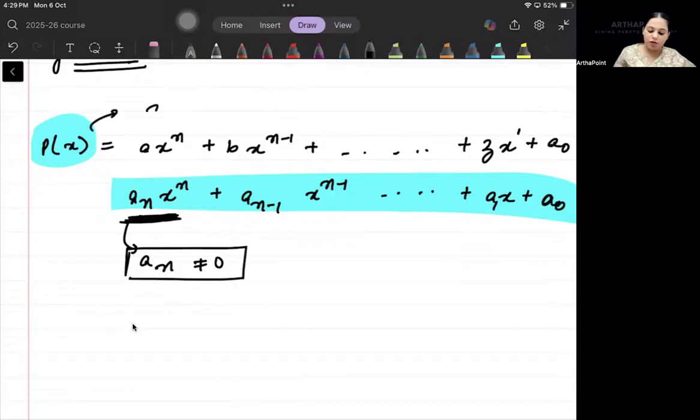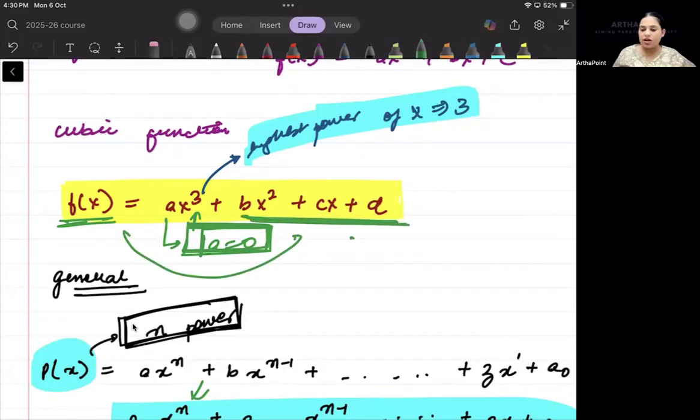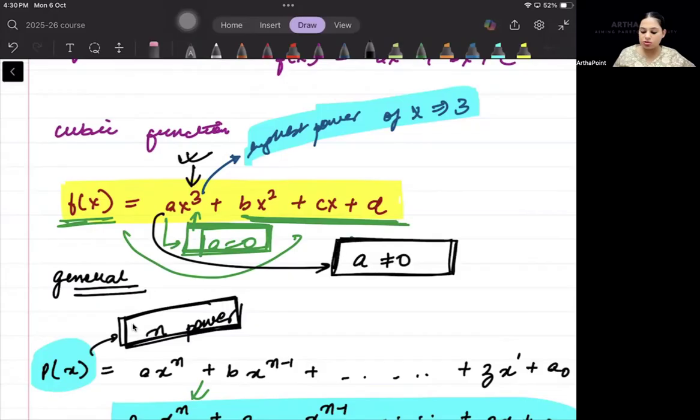I am writing the general form of the nth degree polynomial, whose highest power is n. Like here, a cubic function is any function whose highest power is 3. If this a becomes 0, it automatically becomes a quadratic function. If I want this to be a cubic function, I want to make sure that the highest power 3 is intact, and for that I want to make sure that a is not equal to 0.